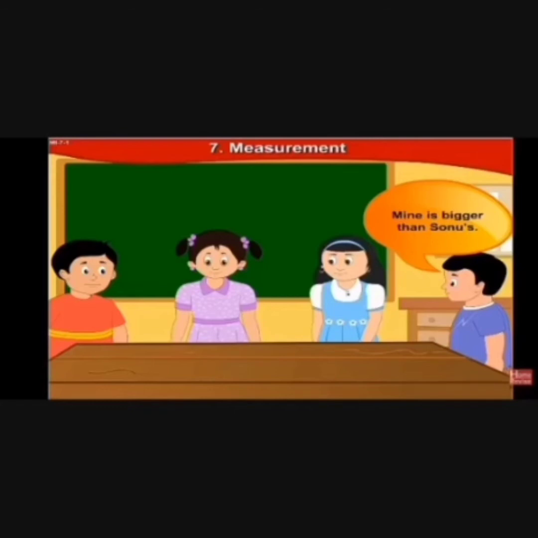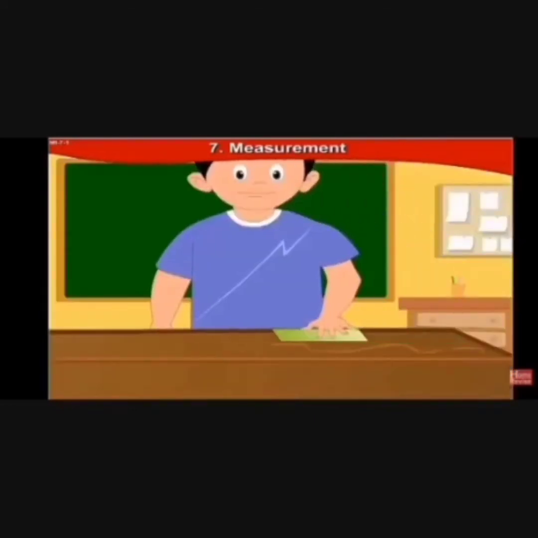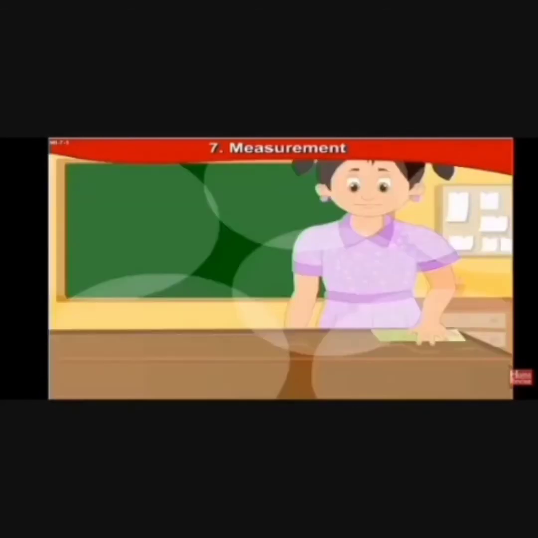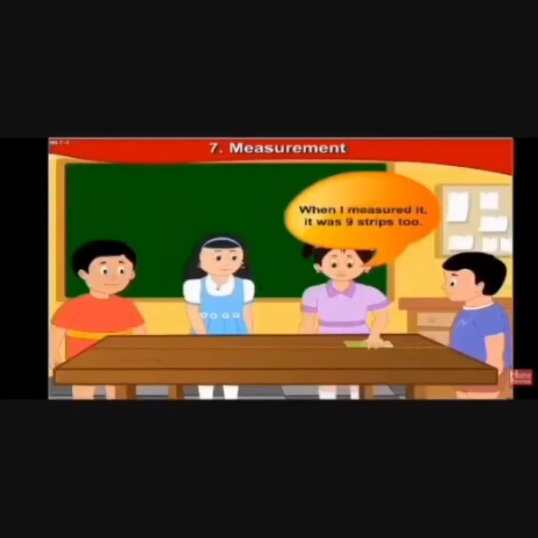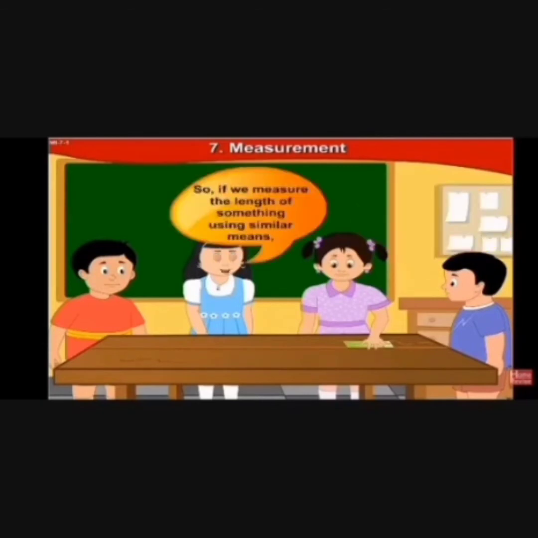Alright. I will give strips of equal length to both of you. Use them to measure this length. The length of the table is 9 of these strips. When I measured it, it was 9 strips too. The strips you gave us were of equal length. That's why the length of the table measured the same. So, if we measure the length of something using similar means, it measures the same.